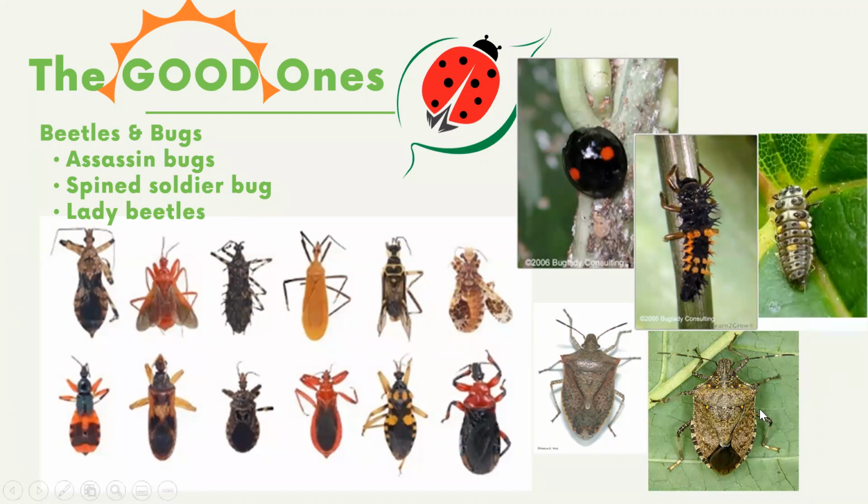So then we have the spined soldier bug. That's the one down here with the white background. He has spines on his shoulders.